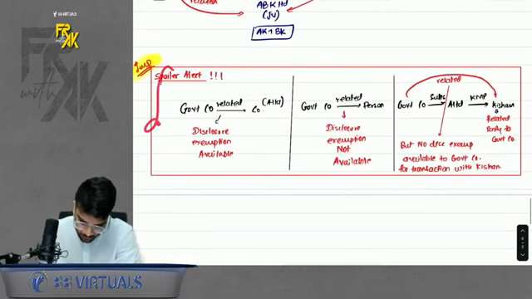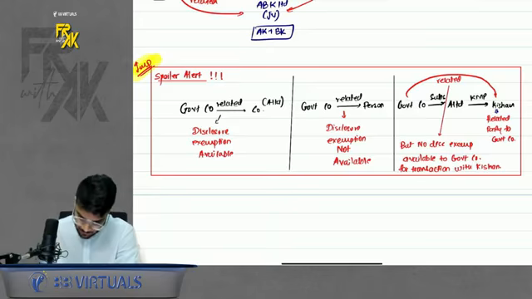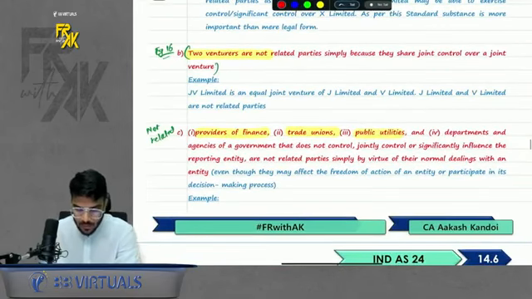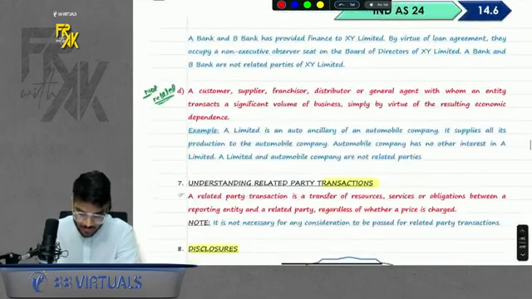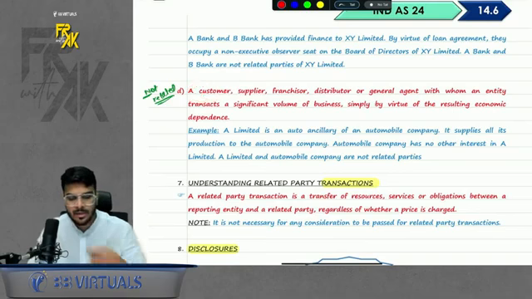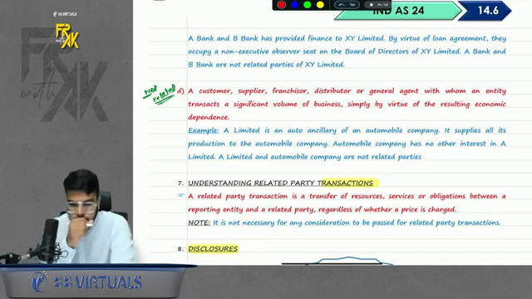Okay. Next, spoiler, we will study later on. Then, if you have any providers of finance, trade unions, public utilities, just because someone has given you money, that doesn't mean you are related to them. Next, if you have any good customer, a relationship with any customer is very good. Just because the relationship is good, that doesn't mean you are related to that customer. Okay, so you will not become related to that customer just because the relationship is good. Do remember that part as well. Clear with this? Okay. Let's proceed further.